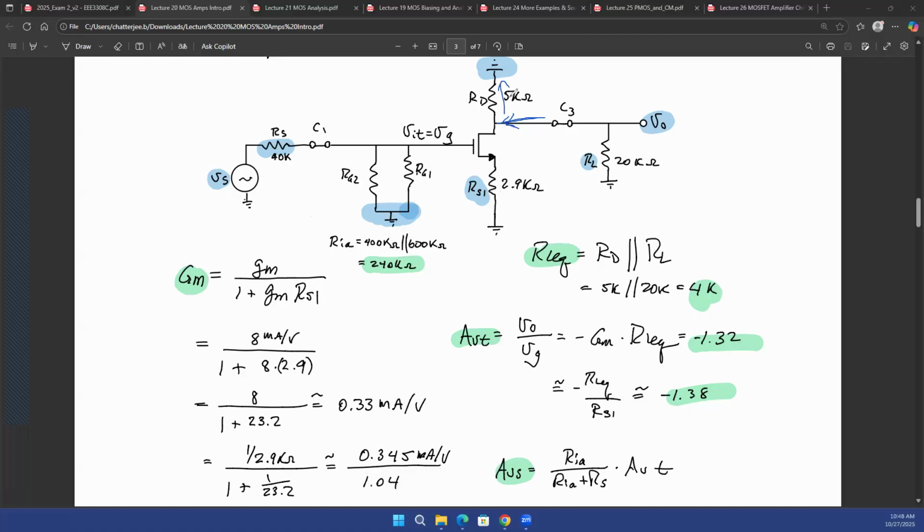And RO is equal to 1 over lambda ID. That's something we had proved before. Because lambda is considered to be 0 if it is not given in the problem, that's basically saying that you have an infinite RO for that MOSFET, or the ID-VDS characteristic is exactly parallel to the x-axis. So with that ideality in mind, you basically see an infinite resistance looking down at this point. Looking up, you see 5 kilo ohm.